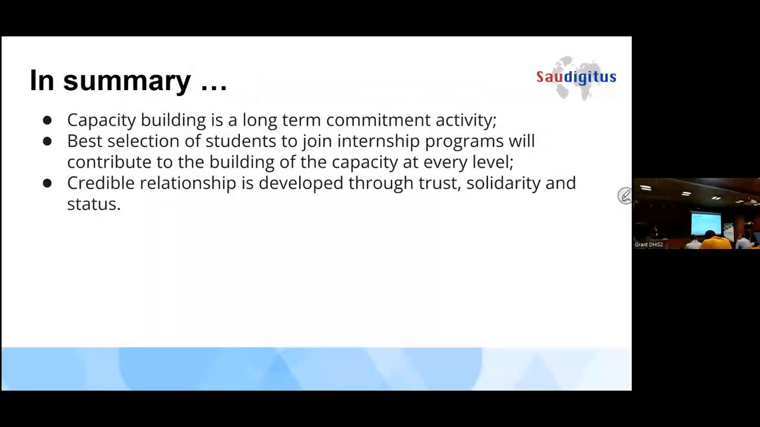So in summary, what I have here is that capacity building is a process, a long journey. It's not only about bringing a person to the organization. The people need to be engaged, not only in the internship, but also during that internship there are academies and training that they need to participate in to understand the field.